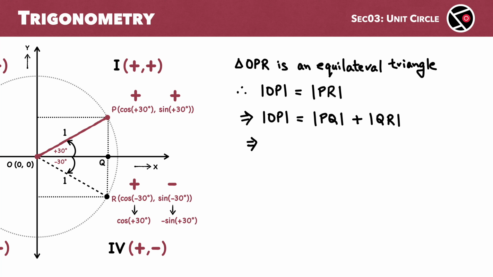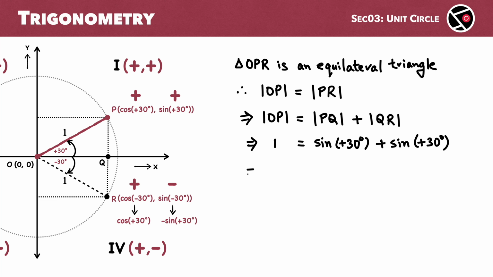The length of OP is 1. The length of PQ is sine of plus 30 degrees. And the length of QR is also sine of plus 30 degrees. Notice that even though QR is pointing downwards, we are using its length. So we ignore the negative sign here.